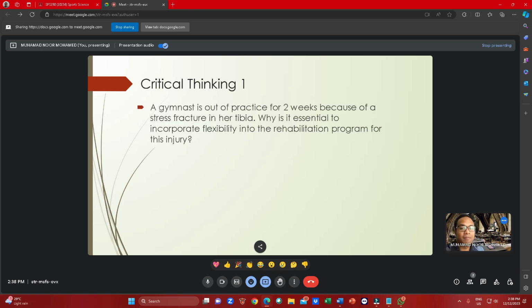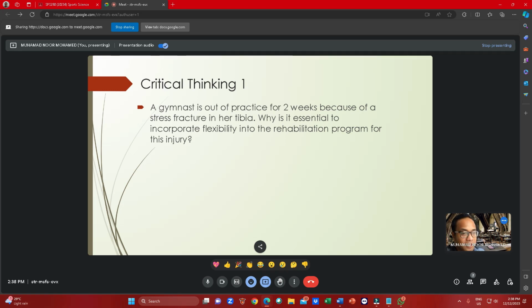Okay, critical thinking. For example, the first one, we have a case of a gymnast who is out of practice for 2 weeks because of a stress fracture in her tibia. And the question is, why is it essential to incorporate flexibility into the rehabilitation program, especially for this injury? So the injury is just to the bone. We have a stress fracture of the tibia, meaning in order to enhance the repair of the bone itself, we are going to limit movement of the leg. And since this is a gymnast, she is out of practice for 2 weeks, 14 days.